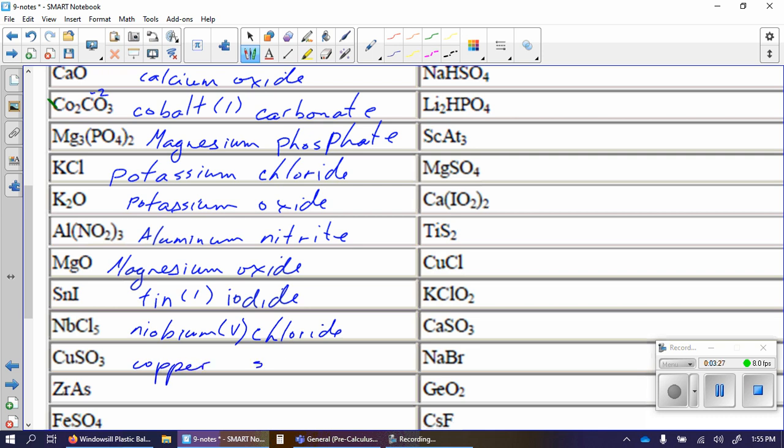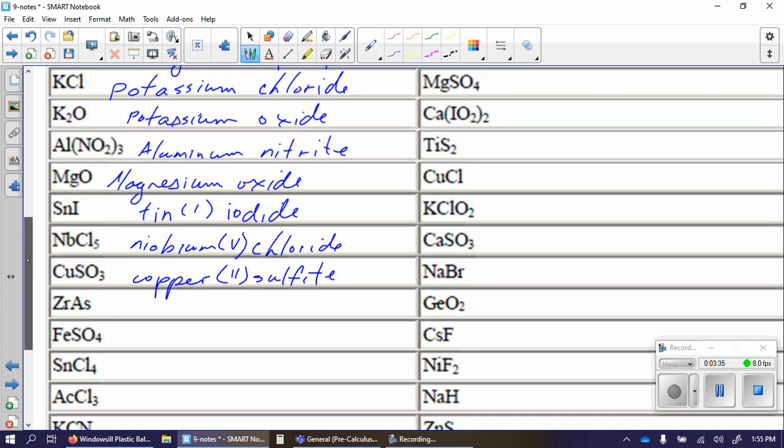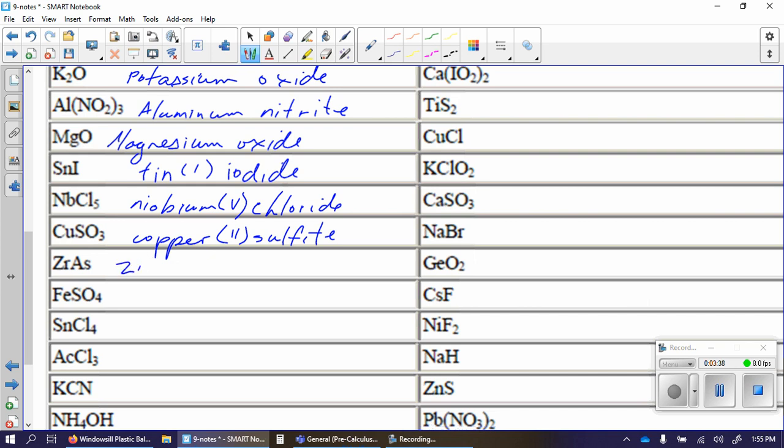Copper, SO3 is sulfite. Sulfite is -2. There's one of those, one copper, so that's copper 2. Zirconium is underneath of titanium. Arsenide. Arsenide is -3, so that's zirconium 3. Iron and sulfate. Sulfate, not sulfite. Sulfate is -2, so the iron is +2.